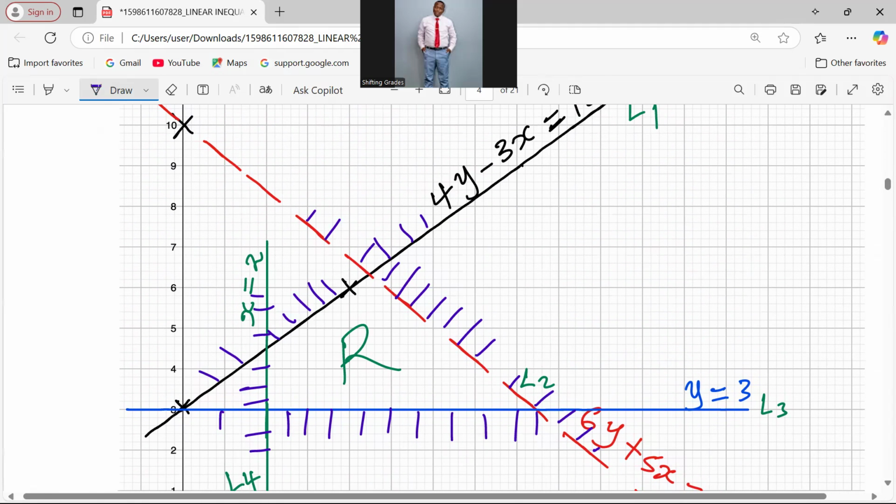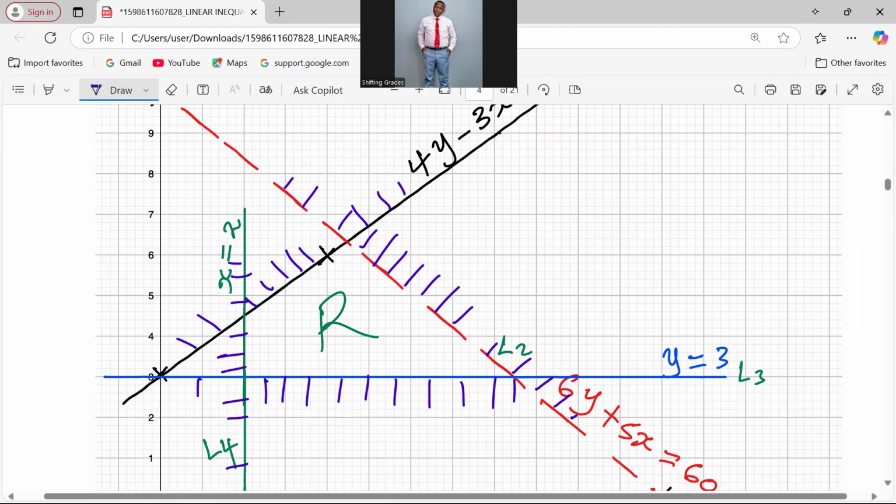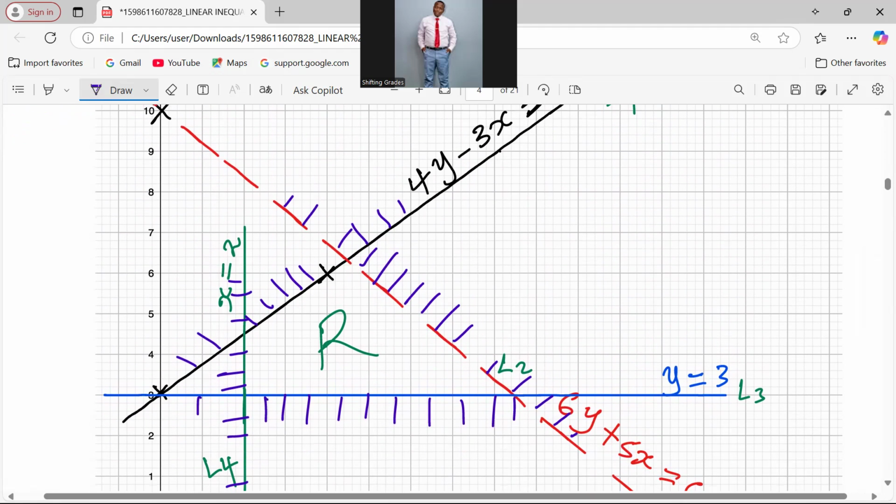So that is how we plot the border lines. And at the end of the day, they must outline. At the end of the day, they are outlining the region which is bounded or which is surrounded by all of them. So that is the common region surrounded by all of them.